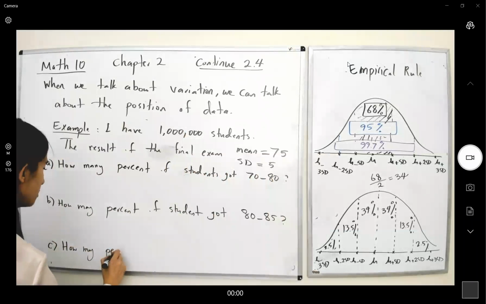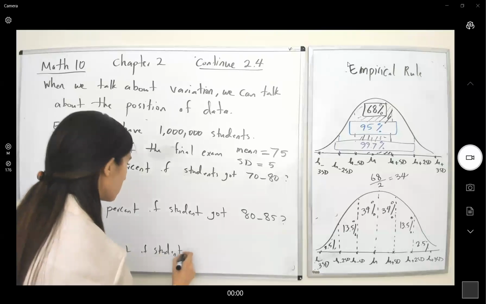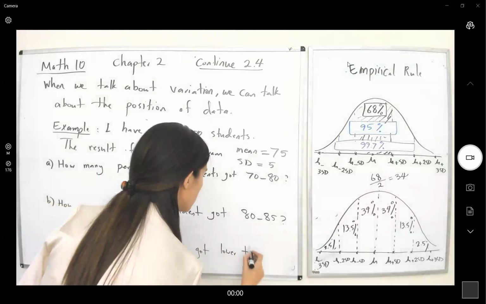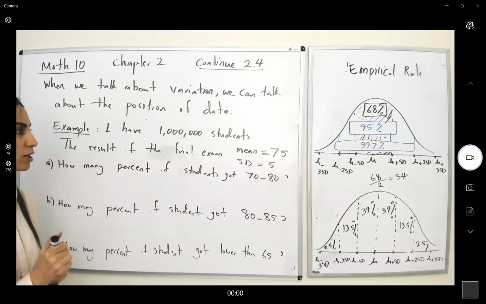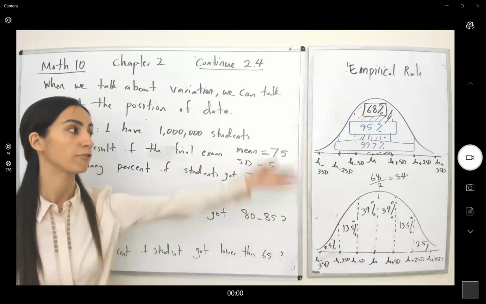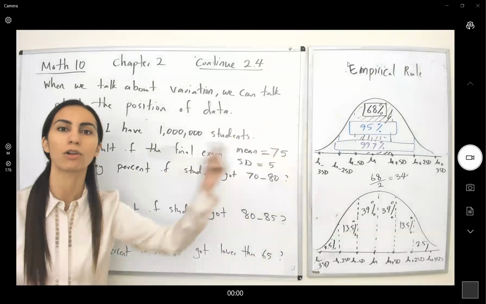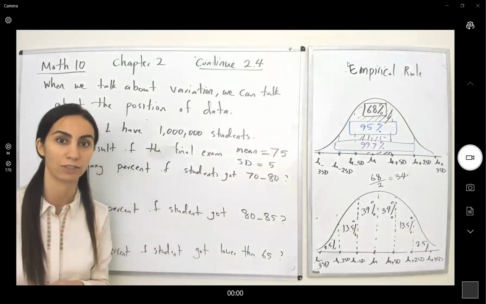How many percent of students got lower than 65? Okay, since I have 1 million students, and suppose I know it follows a normal distribution, I can use the empirical rule to answer these questions without doing any specific calculation.